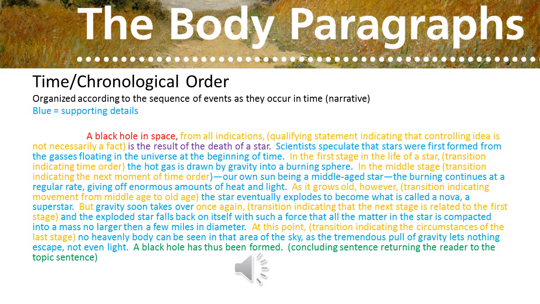Notice the whole point of this is how a black hole is formed, and the concluding statement is a black hole has thus been formed. I could have added thus being result, and maybe I should have, because it is a transitional expression indicating result. So the result of this entire process, this entire sequence of events, is the formation of a black hole. I hope you can see how time order, especially in conjunction with the appropriate transitions, gives this paragraph logical coherence.